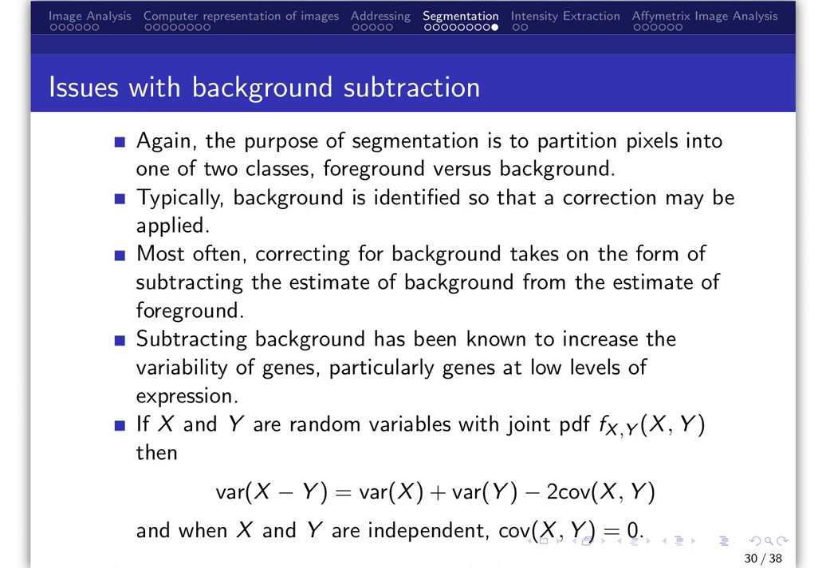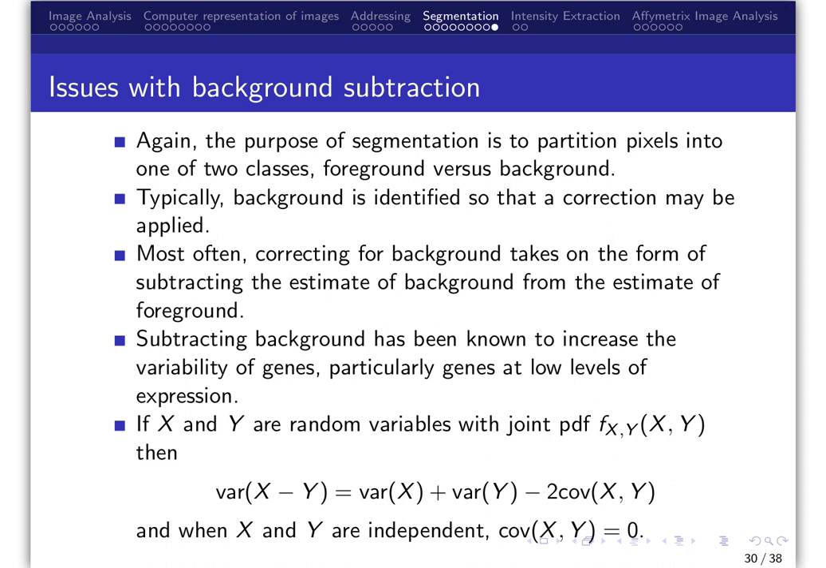Again, the purpose of segmentation is to partition pixels into one of two classes, foreground and background. Typically, background is identified so that a correction can be applied. Most often, background correction takes on the form of subtracting the background from the foreground signal estimate.